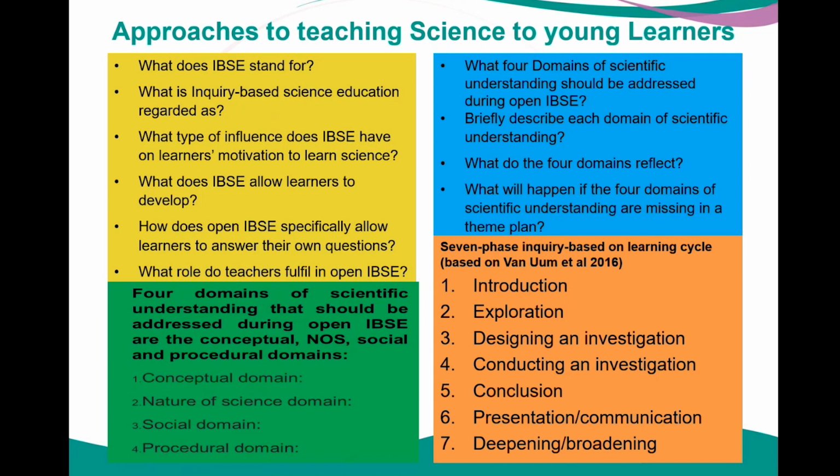So it appears that 6 of the 7 phases of the inquiry-based cycle are described in the South African curriculum, and even so, there are details missing, which would allow for the development of the 4 domains of scientific understanding that we just went through. If the 4 domains of scientific understanding, namely conceptual understanding, the nature of science, procedural knowledge, and social domain, are missing in a lesson plan, it is less likely that scientific literacy will develop. So this is something important to understand.